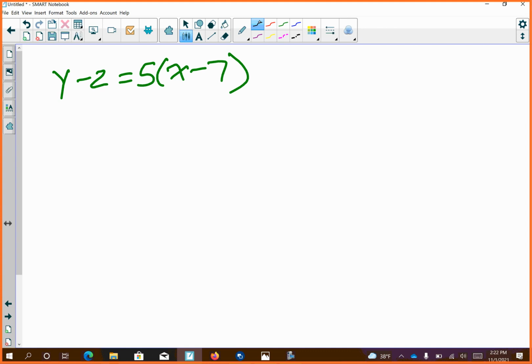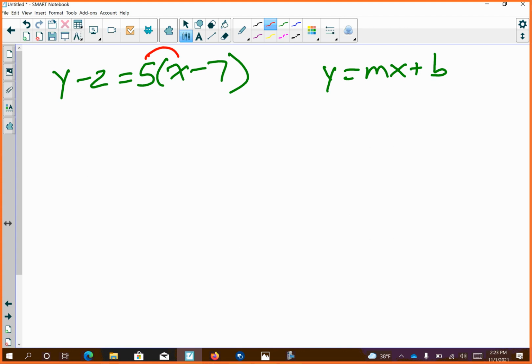This is where I'll teach from here. Okay, friends, is it possible for me to make this equation not have parentheses any longer and have y all by itself? If so, what should I do?